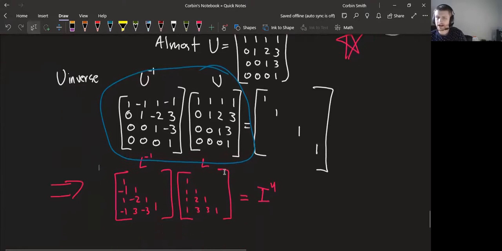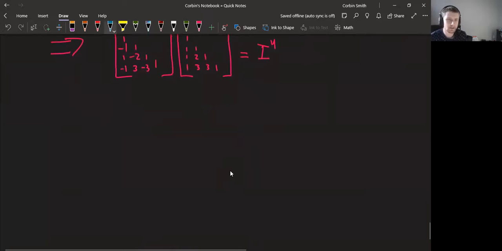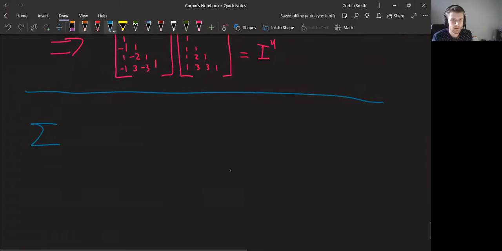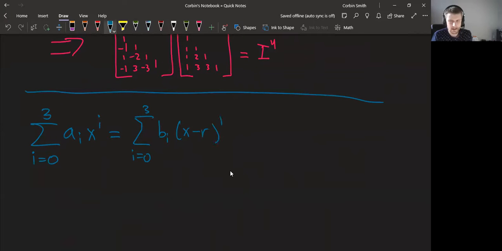So Ian, you've already seen this before, but let's do it again. So we have the sum from i equals 0 to 3 of a_i x to the i. And we want to write it this way: the sum from i equals 0 to 3 of b_i (x minus r) to the i, but without using matrices, right? Because that can be a little tedious for human beings.